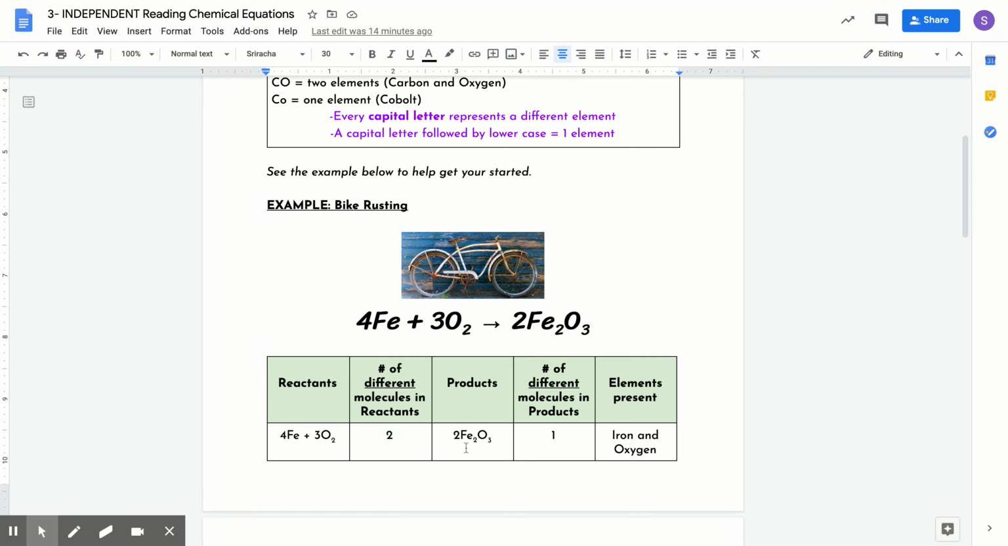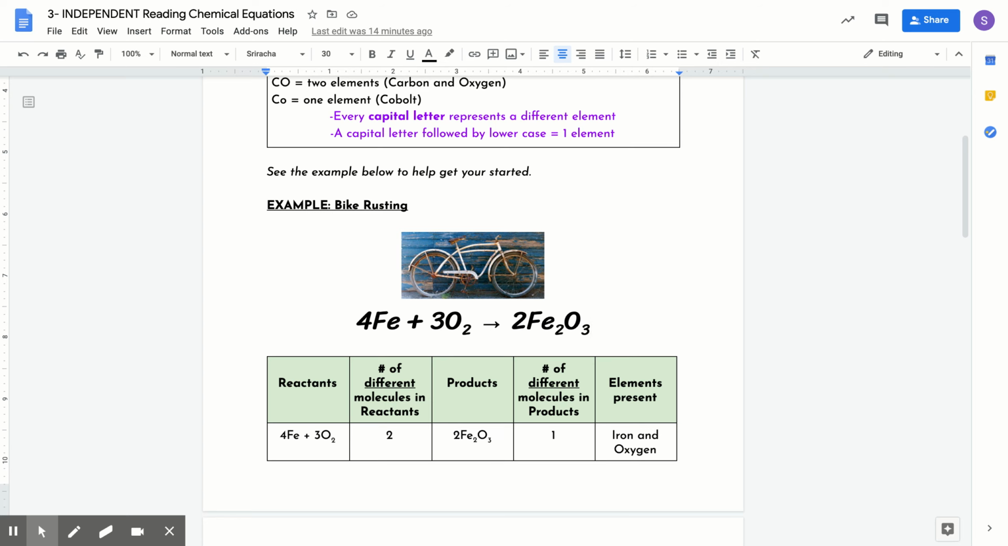Then I'm looking at the products. What are the products? So I see that there's 1 molecule on the product side. It's this whole thing. So I've put that over here. This is iron oxide, or that's like what rust is. And then the number of different molecules in the products is just 1. There's no plus symbol, there's not another molecule, so there's just 1 molecule in the products side.